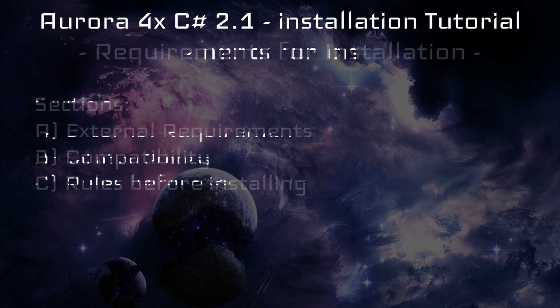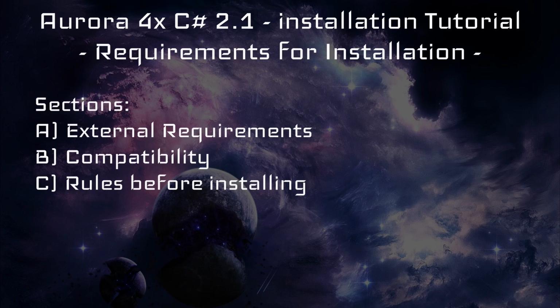In this chapter, we'll be going over the requirements you will need beforehand to properly install and play Aurora for X C# 2.1. This will include compatibility as well as certain applications you will actually need to install the game. The requirements are listed on screen and are separated into three categories: external requirements, compatibility, this includes things like resolution and operating systems, and then finally specific rules you're going to need to follow, otherwise you will not have a working installation. So let's start with the first one, external requirements.